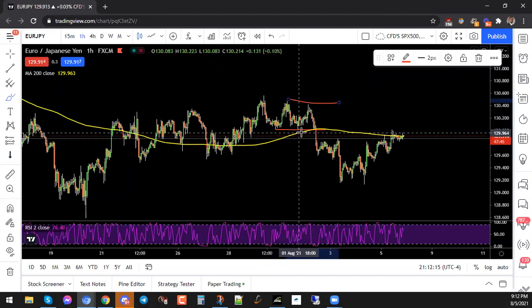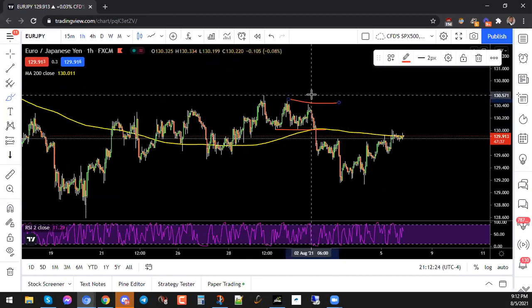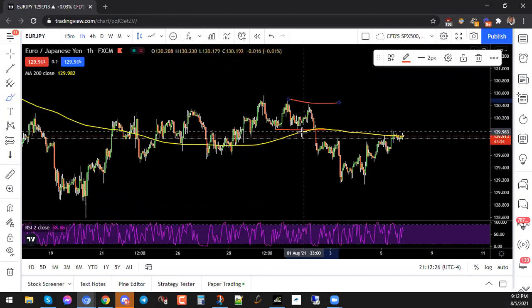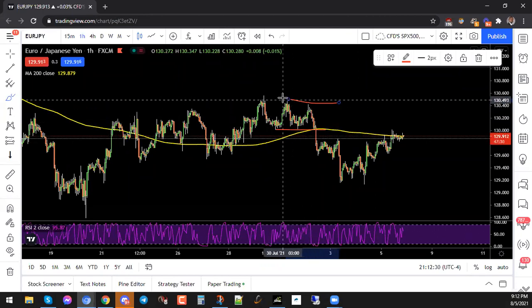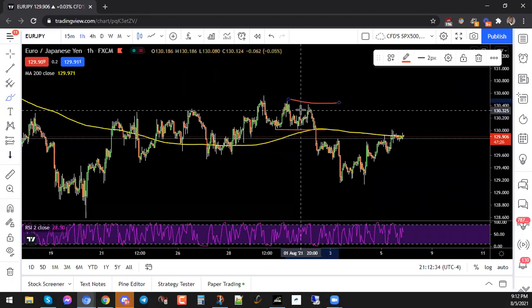We could look at it as a flat. We could look at it as a regular flat formation where the third wave does not break the high, right? We also have this formation here where it does not break the low, okay? The B wave does not break the low. So this could be a regular flat formation.